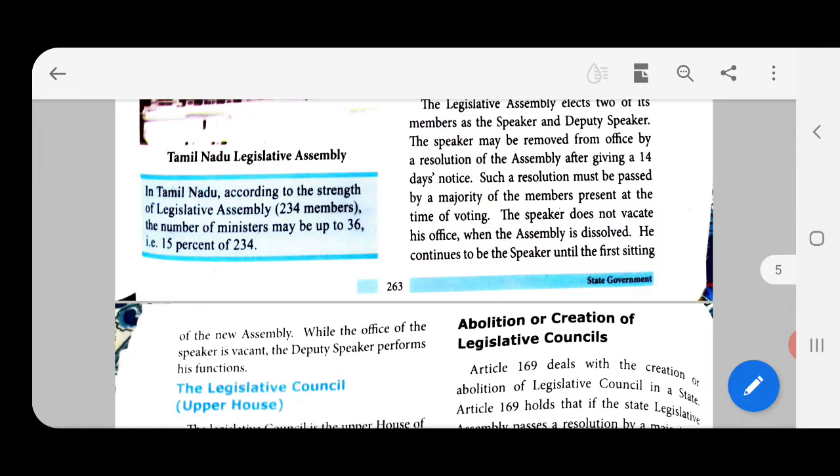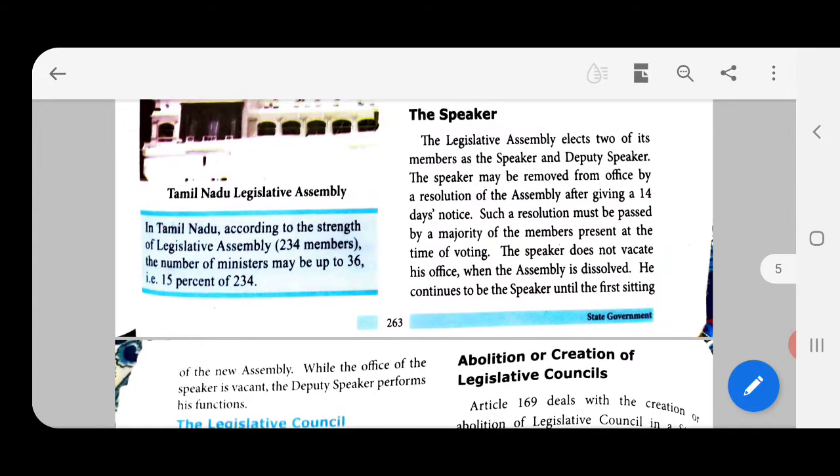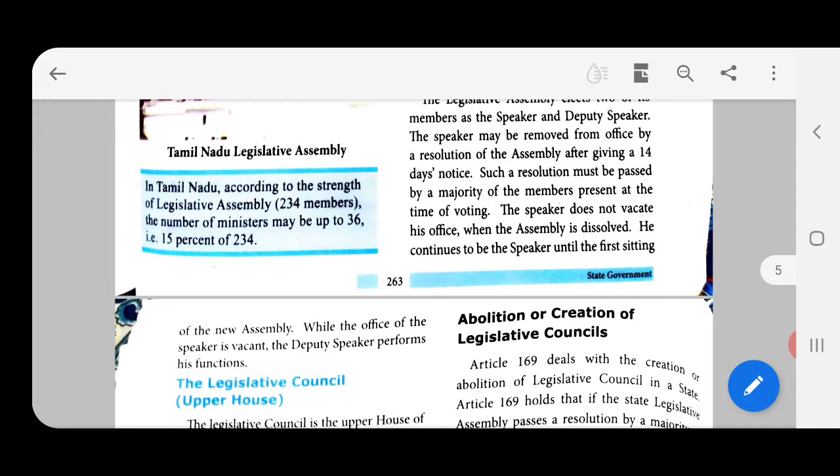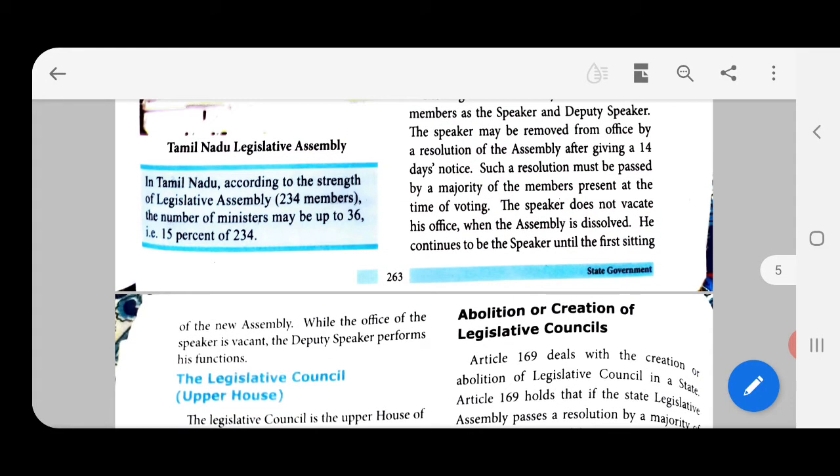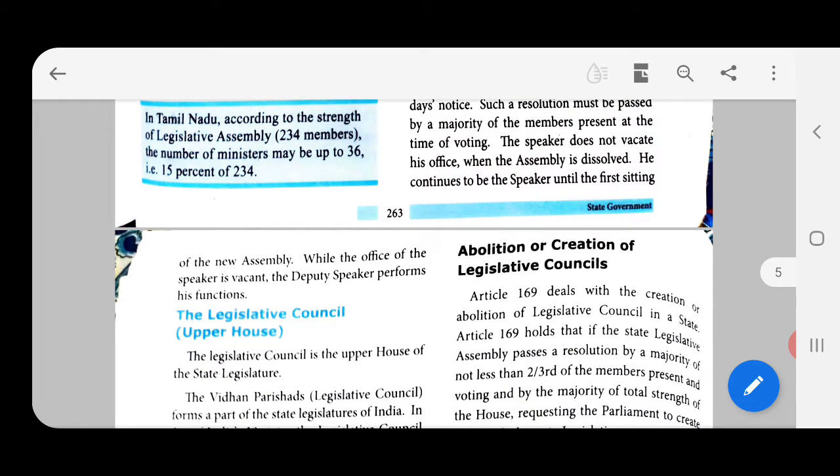So, the Speaker and the Deputy Speaker are among the Legislative Assembly members, and you can remove them from their post by giving them a notice of 14 days. Such a resolution, that is such a final decision, must be passed by a majority of the members present at the time of voting. The Speaker does not vacate his office when the Assembly is dissolved.